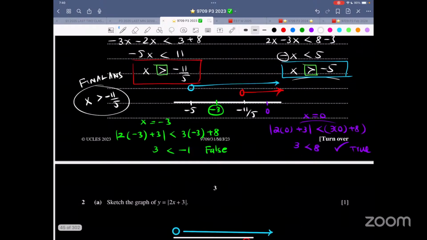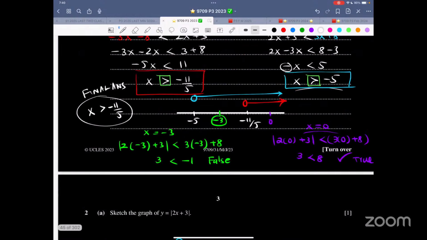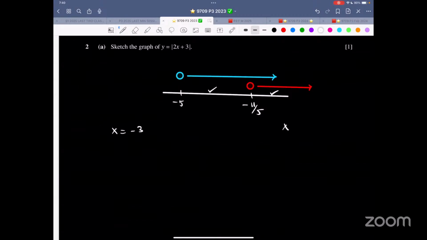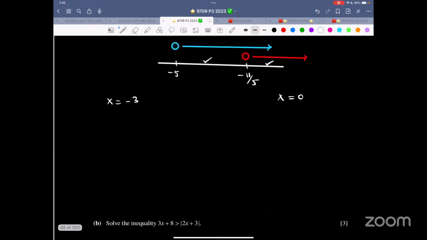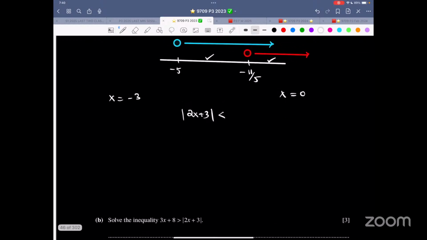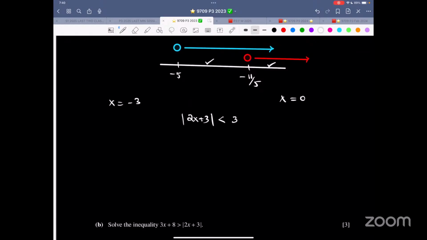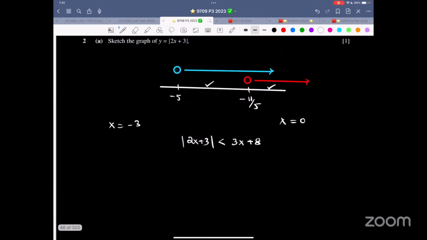Which value have I chosen? I have chosen x is equal to negative 3. And the other one, I have chosen x is equal to 0. And I'll plug into the original inequality, which is this. With the side change, that's not an issue. 2x plus 3 modulus is lesser than 3x plus 8. Now, if I plug in this value, x is equal to negative 3.